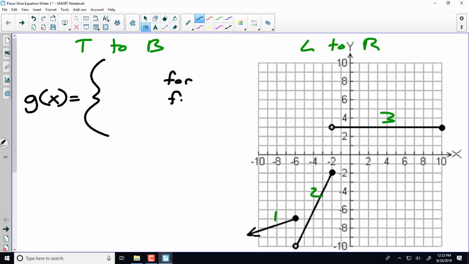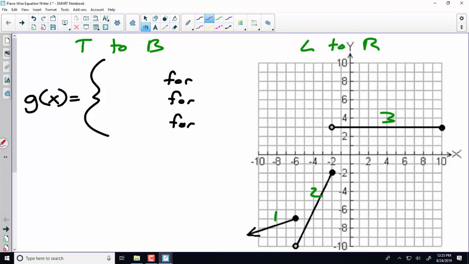Use the word if or for in between, and we have 6 things we need to do. We need 3 different equations, one for each piece of the piecewise function, and we need 3 different inequalities that tell us where that piece exists. Let's do the inequalities first on this one.